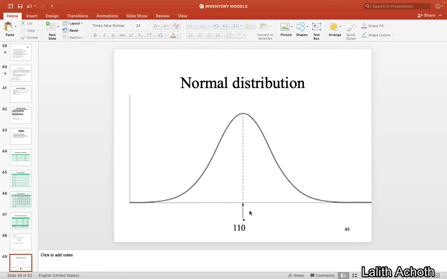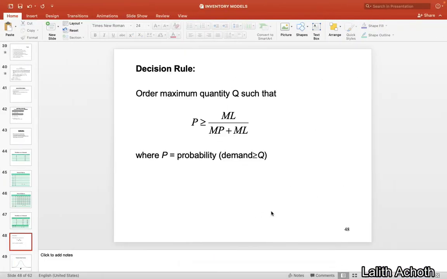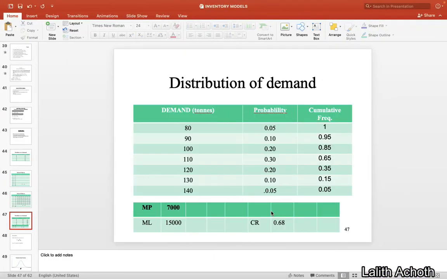I want to know what is the value that corresponds to what probability. Now I have to go back to this probability. That's where it's important. I have to get this critical ratio. Now this critical ratio is 0.68.